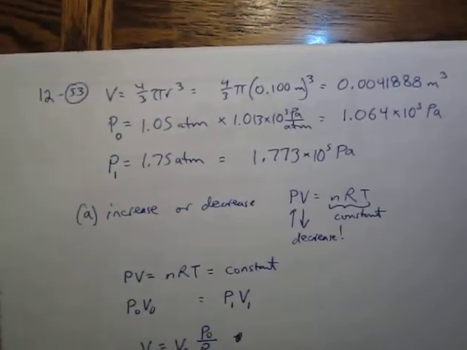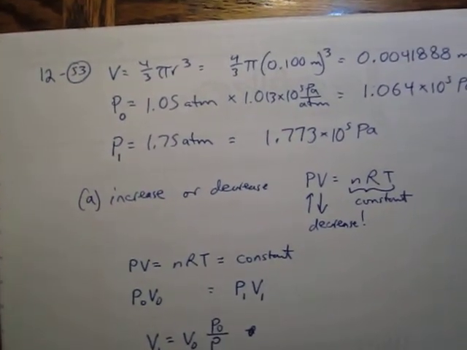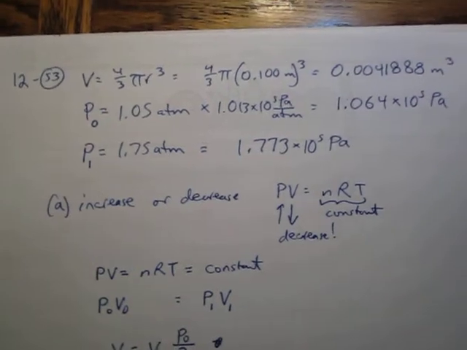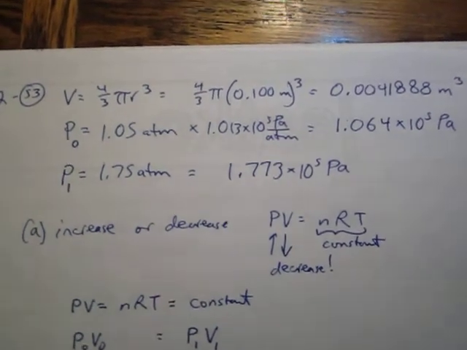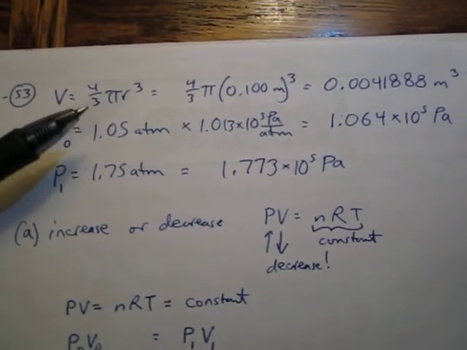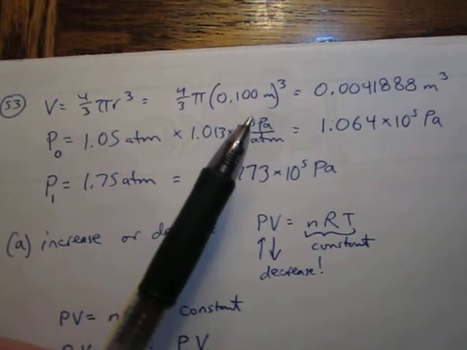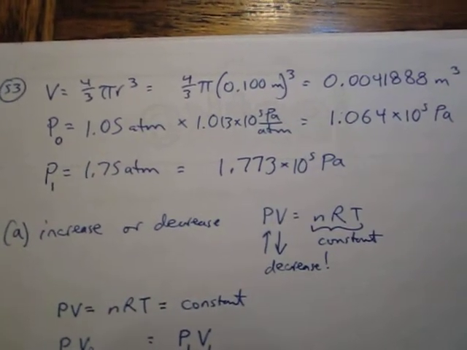Number 53. A spherical balloon with radius 10 centimeters. It'll be useful first to find the volume. If it's a sphere, that's 4/3 pi r cubed. So the radius r is 0.1 meters. And there we have its volume, 0.004 meters cubed.